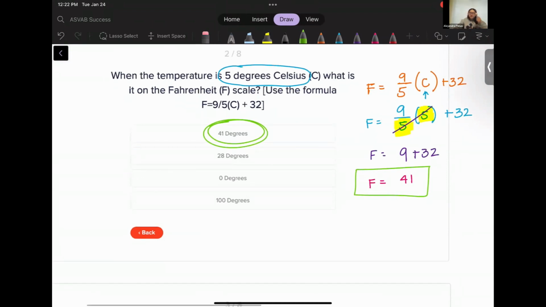And again, it's one of the few formulas that you don't have to memorize because they give it to you for some reason. I don't know why.